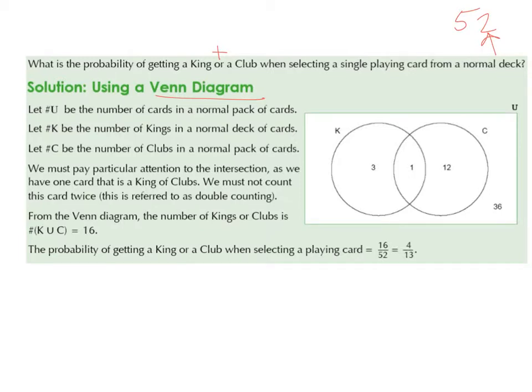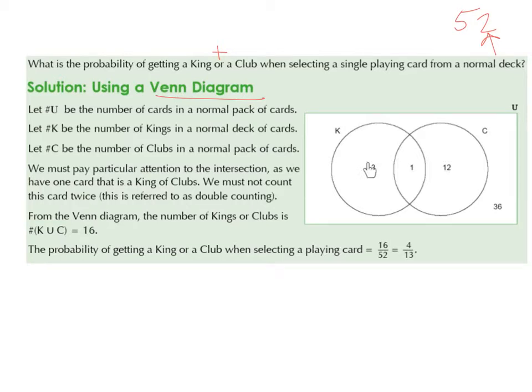We know there are 52 cards in a total deck, and we know there are 4 kings, one of which is a club. So we put 1 in the intersection. There are 3 kings that are not clubs, so they go on the other part of the king set. We know there are 13 clubs in total because each suit has 13 cards. One of them is a king, which is why we have 1 in the intersection. So there are 12 clubs that are not kings, so 12 goes in the other part of the club set.